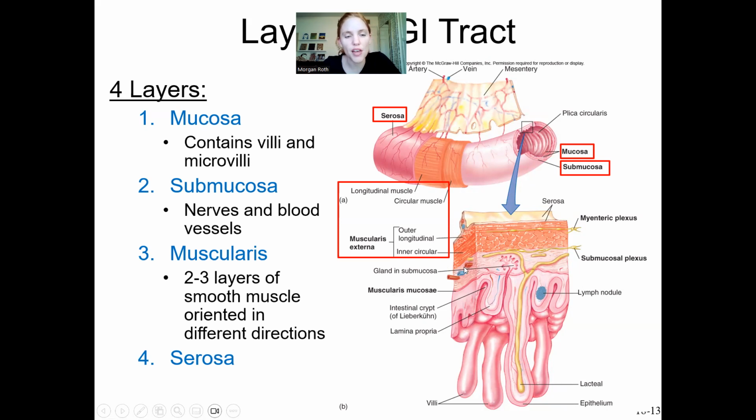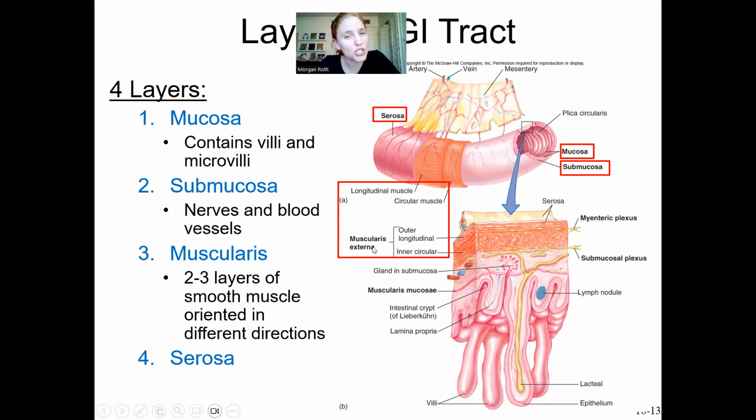And then deep to that, we have the muscularis, also known as the muscularis externa. And that is going to be layers of smooth muscle for contractions to move things along. Most of the GI tract will have two layers. You'll have a layer that's organized like a circle for squeezing, and then a layer organized longitudinally for pushing. And that is going to be the muscularis externa.